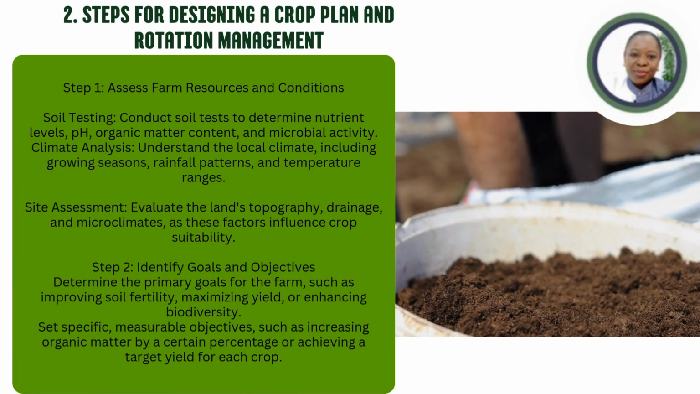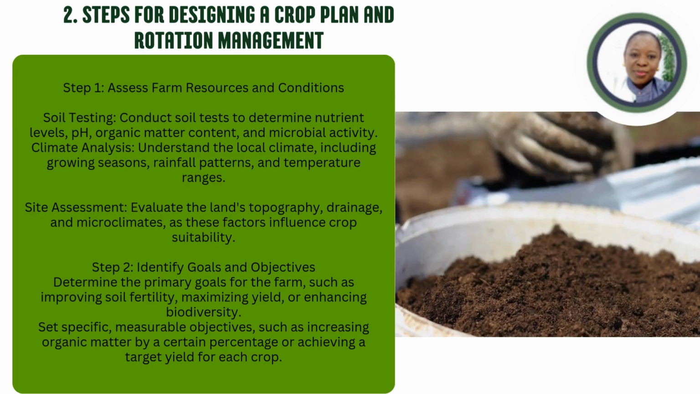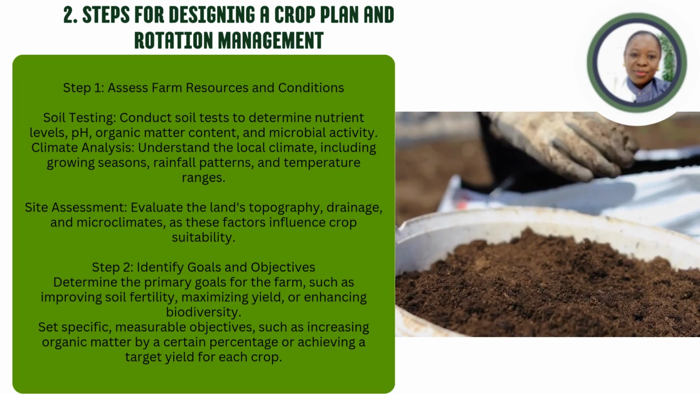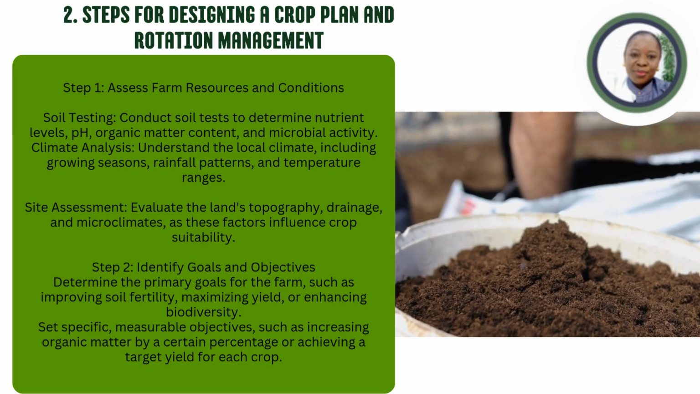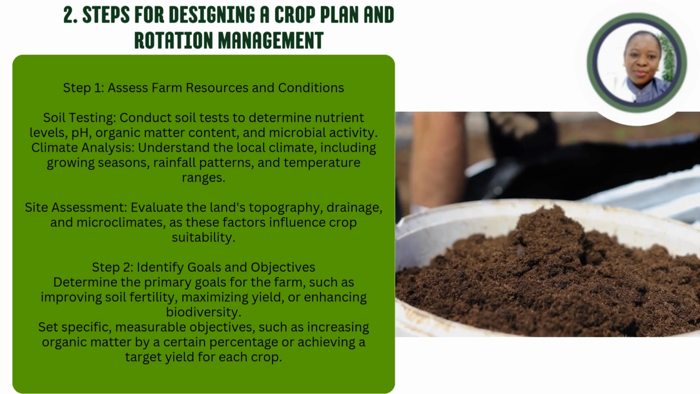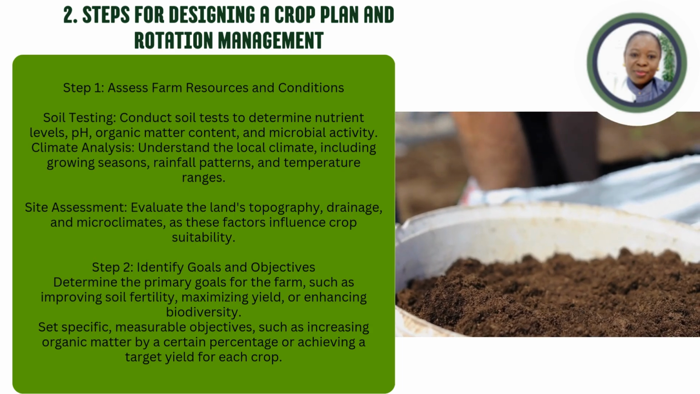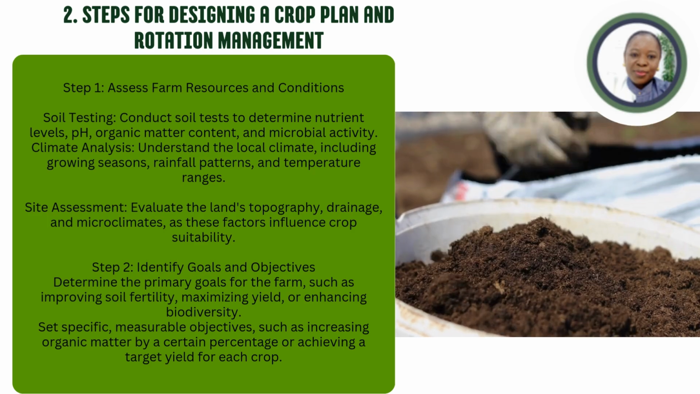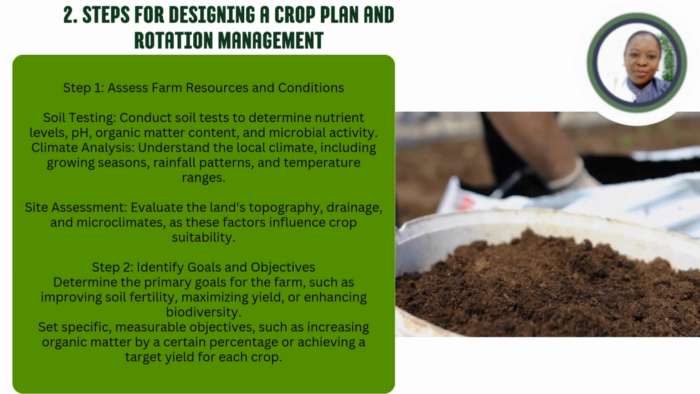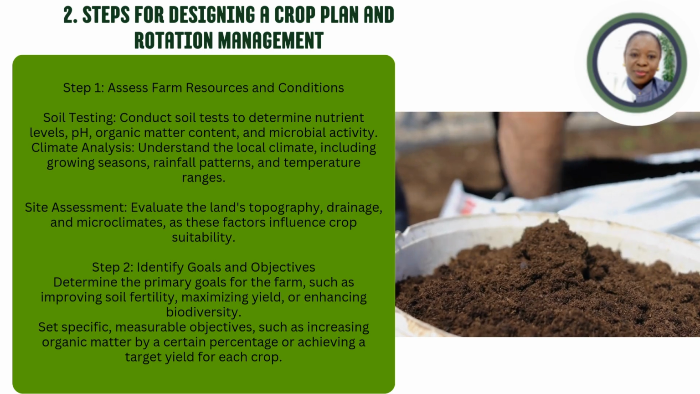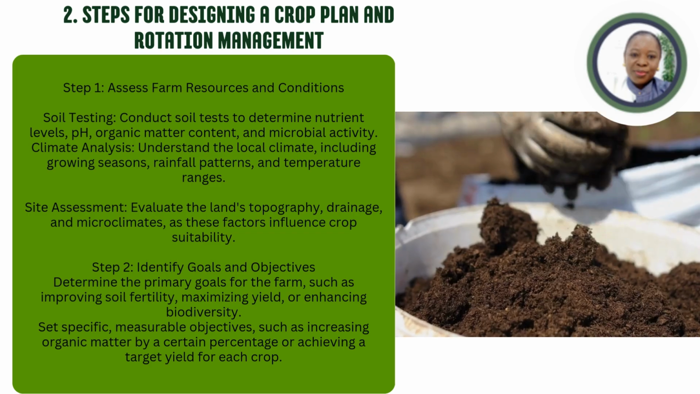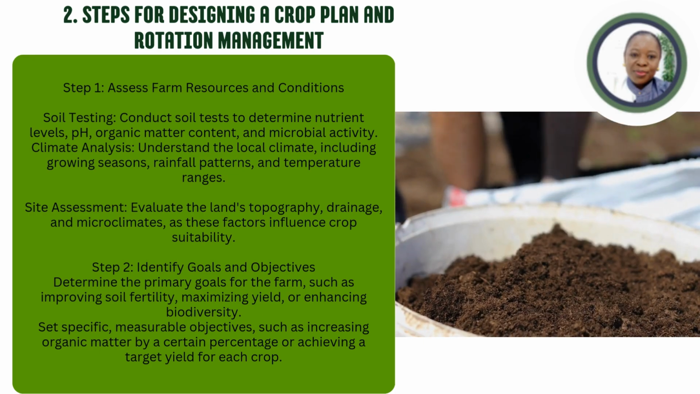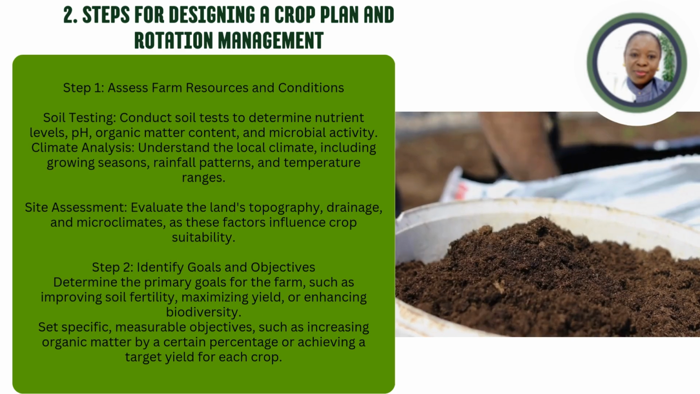Steps for designing a crop plan and rotation management. Step 1. Assess farm resources and conditions. Soil testing. Conduct soil tests to determine nutrient levels, pH, organic matter content, and microbial activity. Climate analysis. Understanding the local climate, including growing seasons, rainfall patterns, and temperature ranges. Site assessment. Evaluate the landscape, topography, drainage and microclimates, as these factors influence crop suitability.